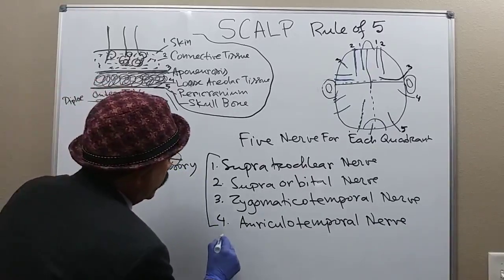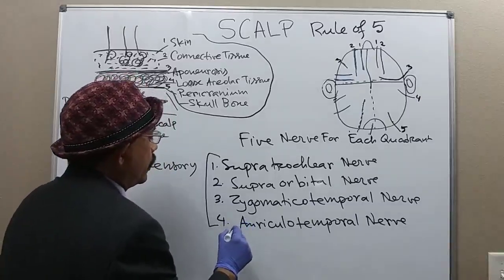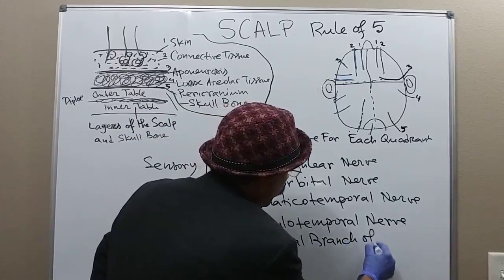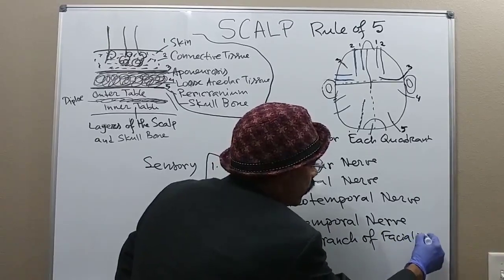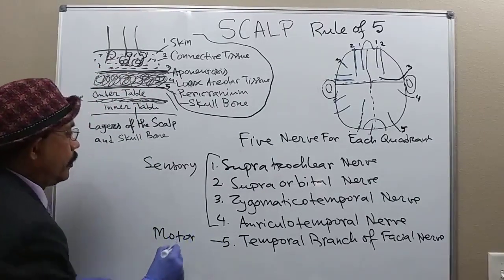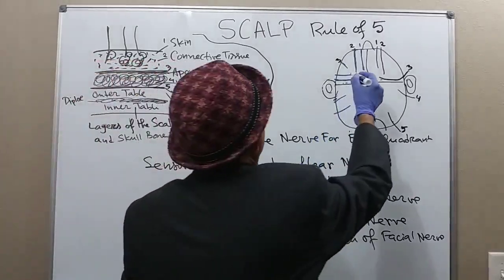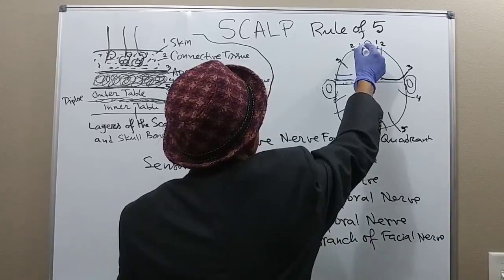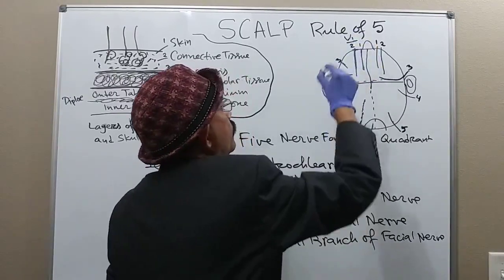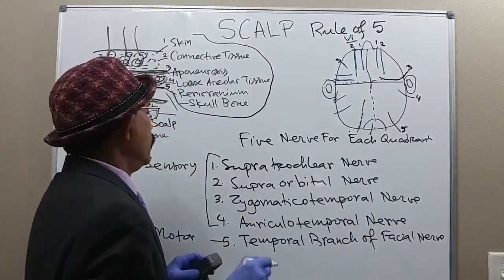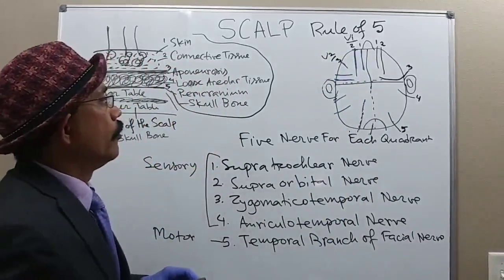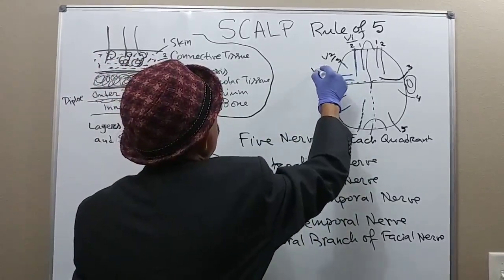We have one motor nerve, number 5, that is the temporal branch of the facial nerve. The facial nerve is the 7th cranial nerve. This is motor. So we have 4 sensory and 1 motor nerve. The supratrochlear, supraorbital, and zygomaticotemporal nerves are coming from V1, the ophthalmic division of the trigeminal nerve. The zygomaticotemporal nerve is coming from V2. Then the auriculotemporal nerve is coming from V3.